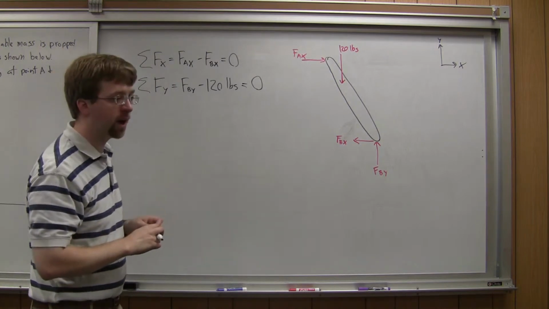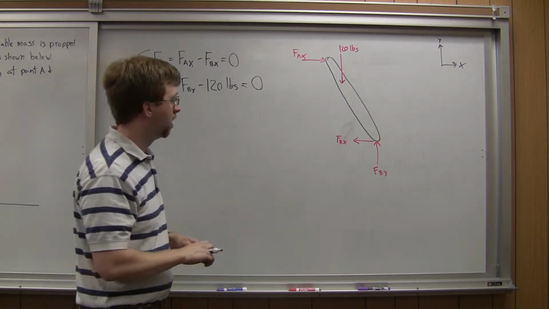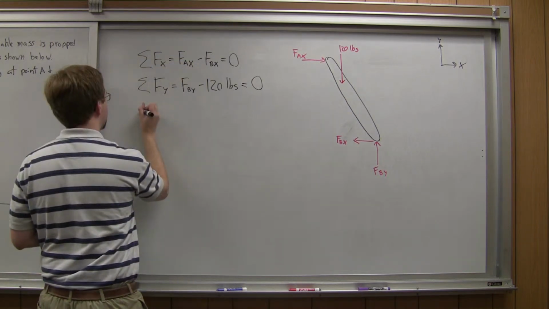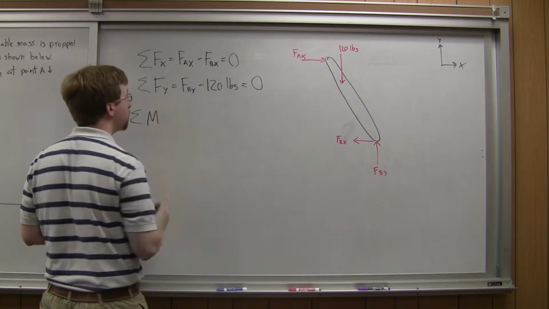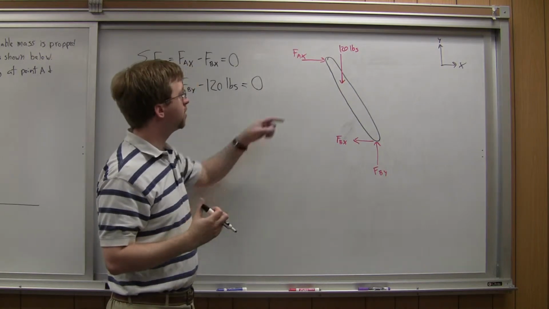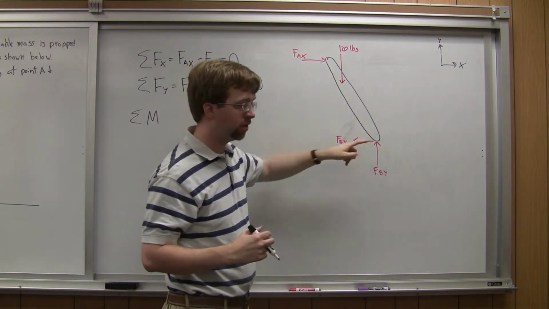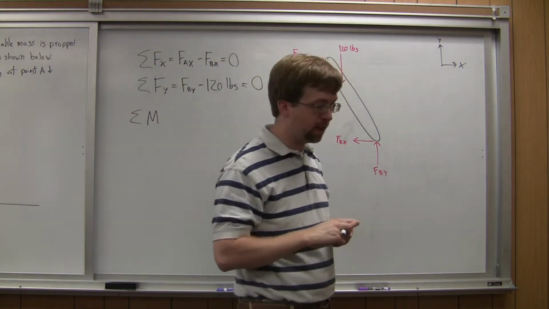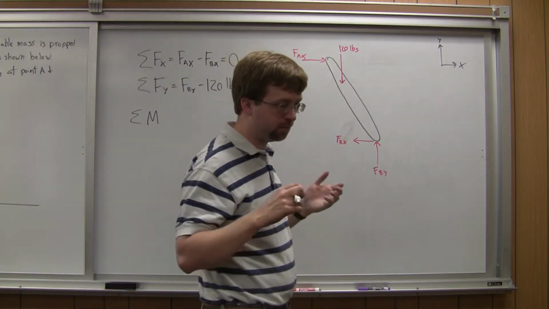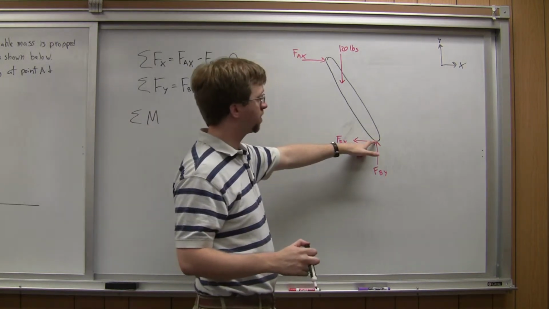Finally, I need to go ahead and take the moment about some point. So, sum of moments, and I've got kind of three different options. I could do it here, in the middle, or down here. I'm going to choose the sum of moments about point B, and that's going to be the easiest because I've got two unknown forces here.